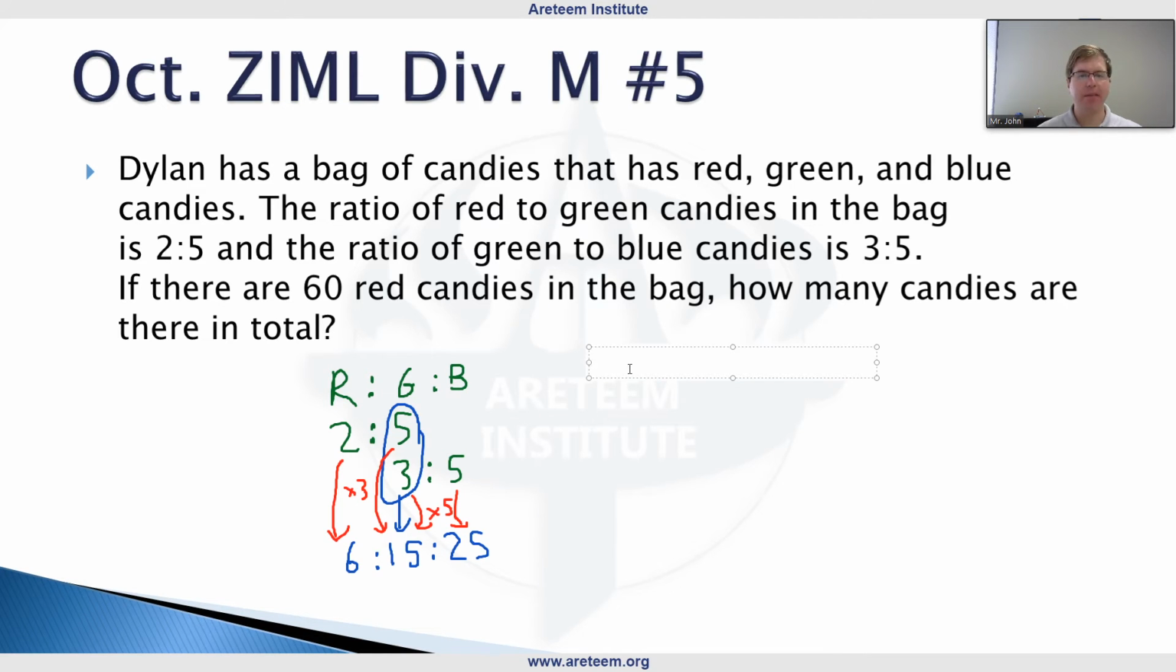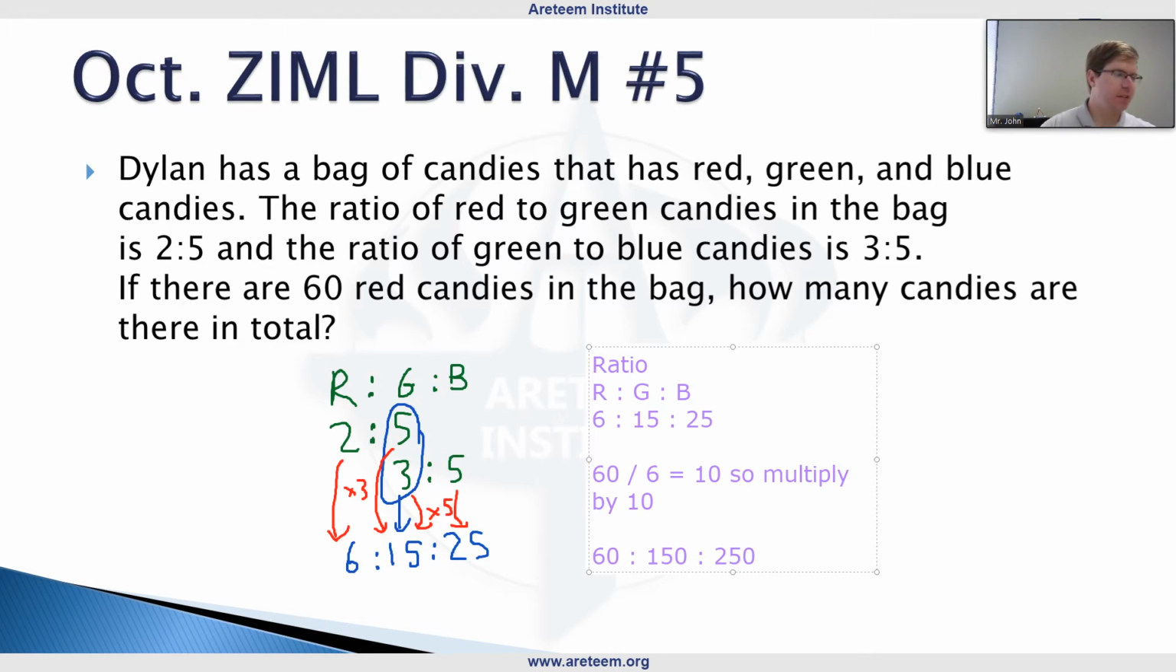Once we have the full ratio, things are easy. So the ratio red to green to blue is 6 to 15 to 25. The total is 25 plus 15 is 40 plus 6 more. Well, okay, we don't care about the total in this case. Since there are 60 red, we multiply by 10 here. So 60, 150, 250.